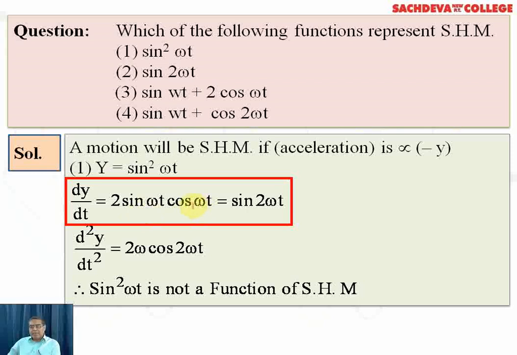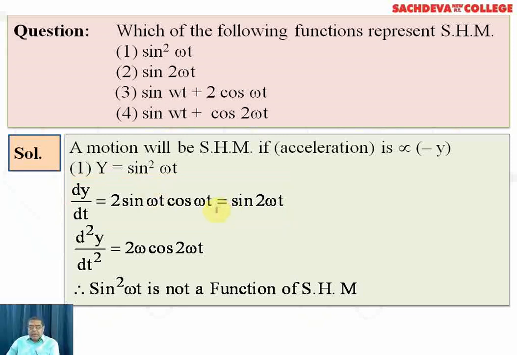So the derivative of sine square omega t will be 2 sine omega t cos omega t into the derivative of omega t, that is omega. Again we are using the trigonometrical formula, and that function is found to be sine 2 omega t. Now when we write sine 2 omega t, it means we are saying sine 2a. Sine 2a means 2 sine a cos a. That is what we have written in the next step.